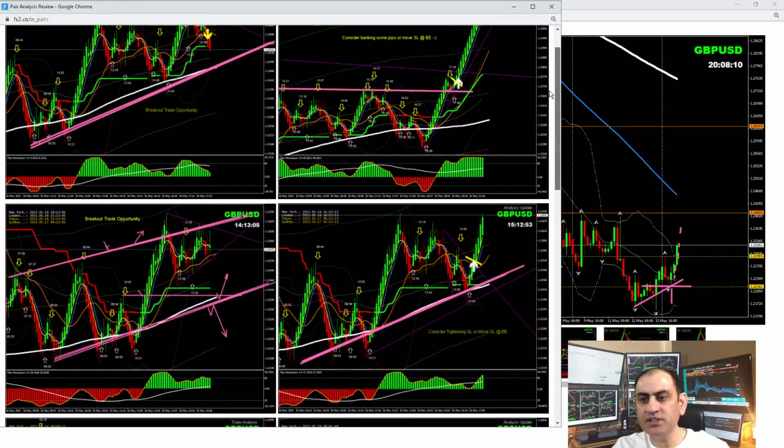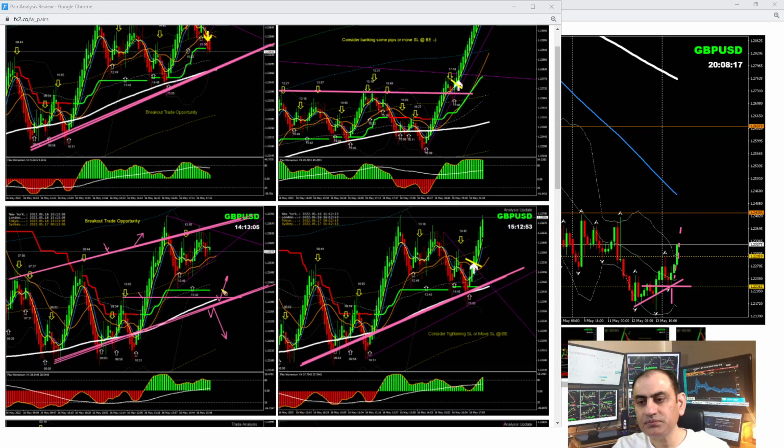At the New York session, you can see the price reversed, and I explained to look for a pullback. As long as the price stays above this level, we're looking for another pullback. As you can see here, price nicely respected, as mentioned in the analysis. Beautiful pullback long trade here, banked a few pips as soon as the price hit the previous high.